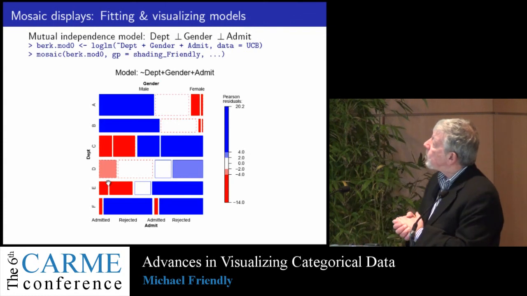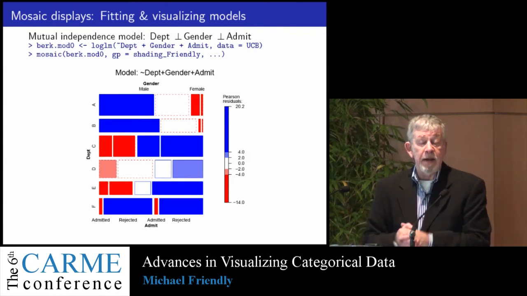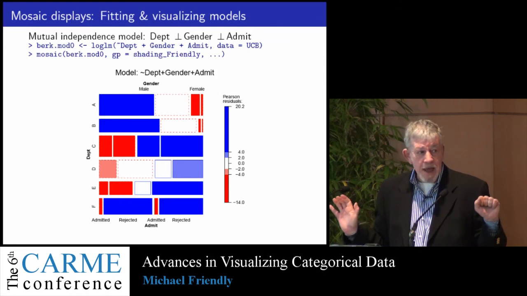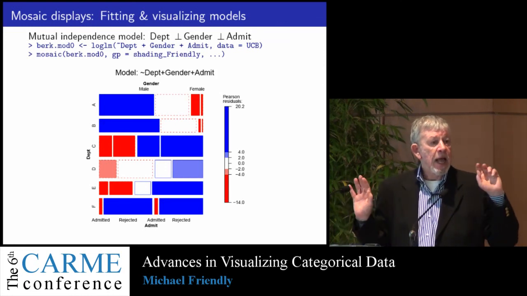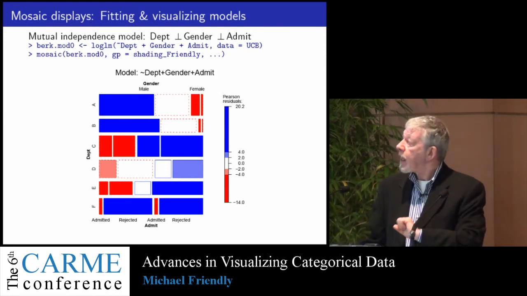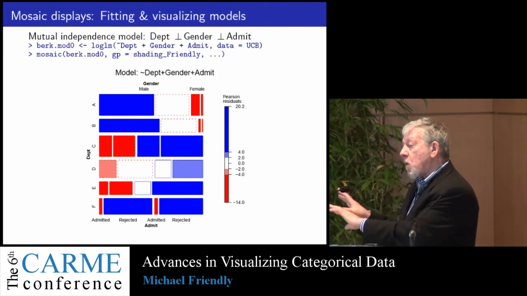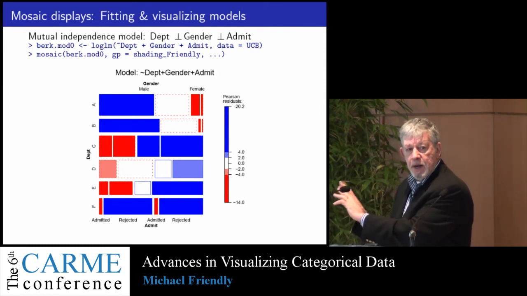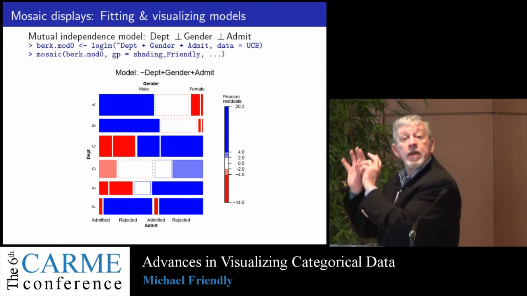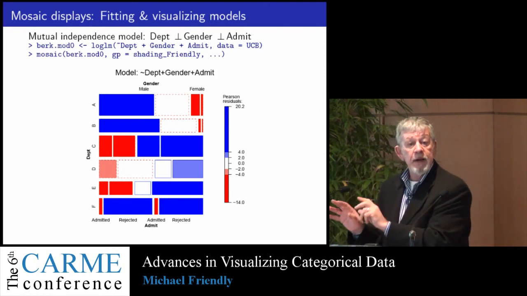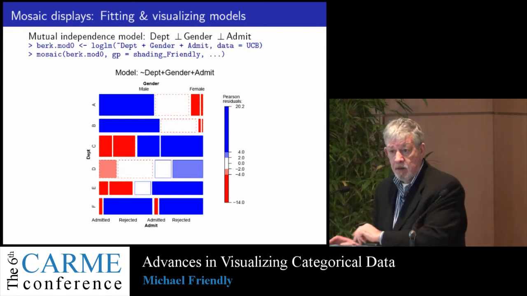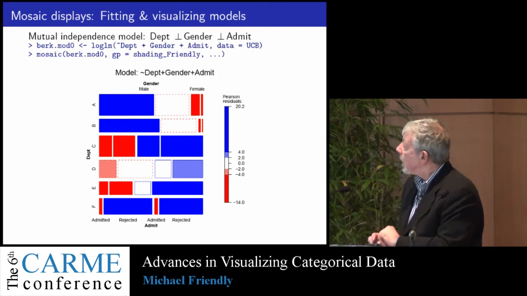So here is fitting the model of mutual independence. There's no association whatsoever in this 3-way table, admission by gender by department. Again, focus on the pattern of red and blue. That shows the actual association, that is, the association not fit by the model.